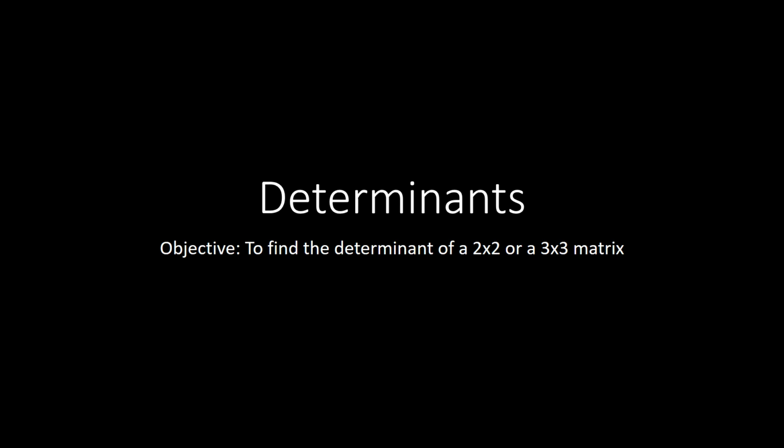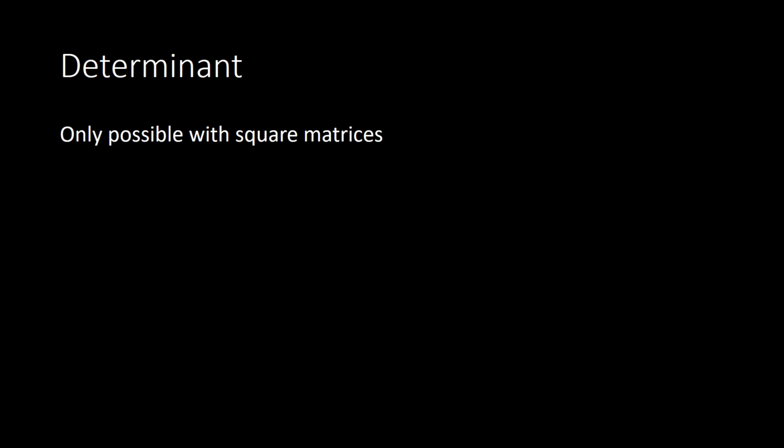In this lesson, you will learn how to find the determinant of a 2 by 2 or a 3 by 3 matrix. Now the question is, what is a determinant? Well, a determinant is just a number that we can find that relates to a matrix. And a determinant can only be found with square matrices.